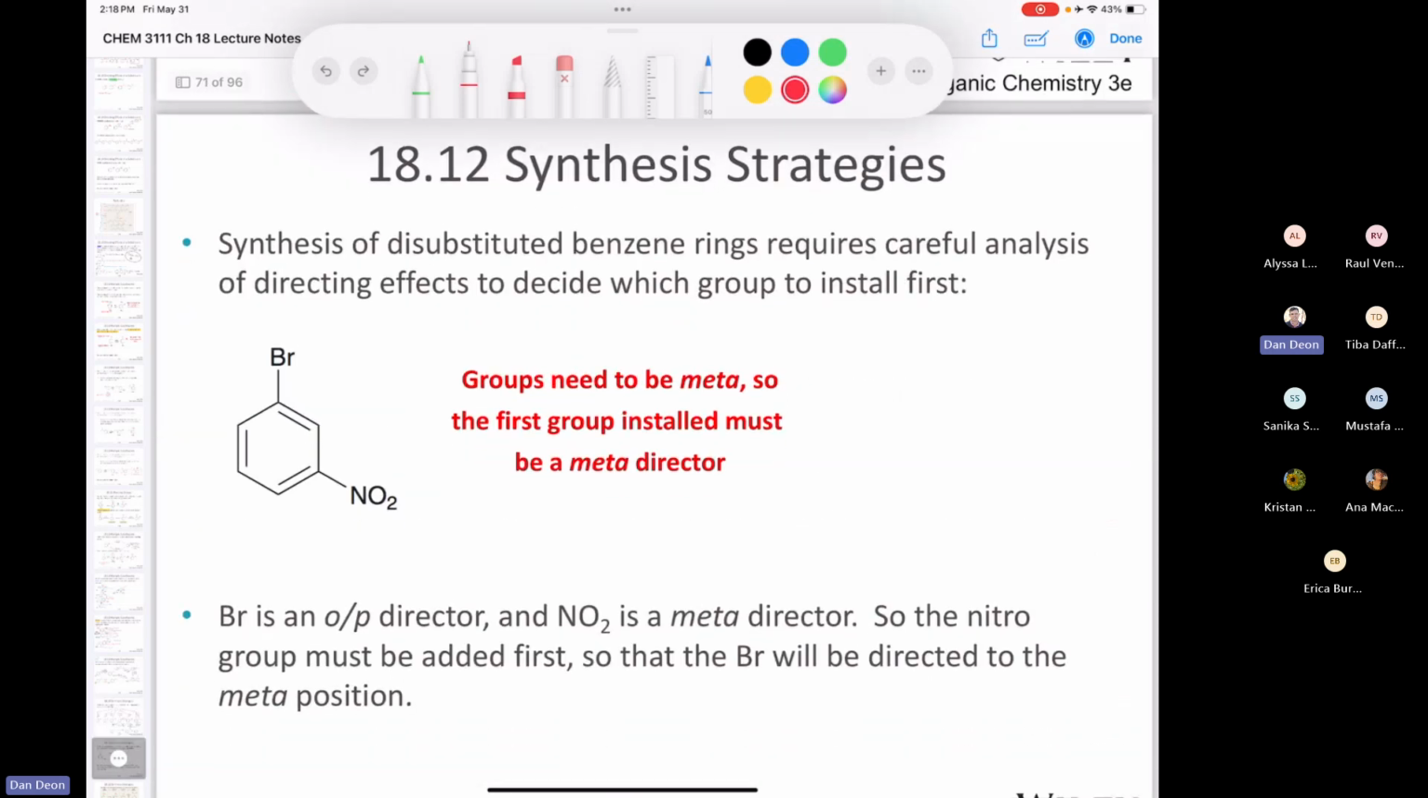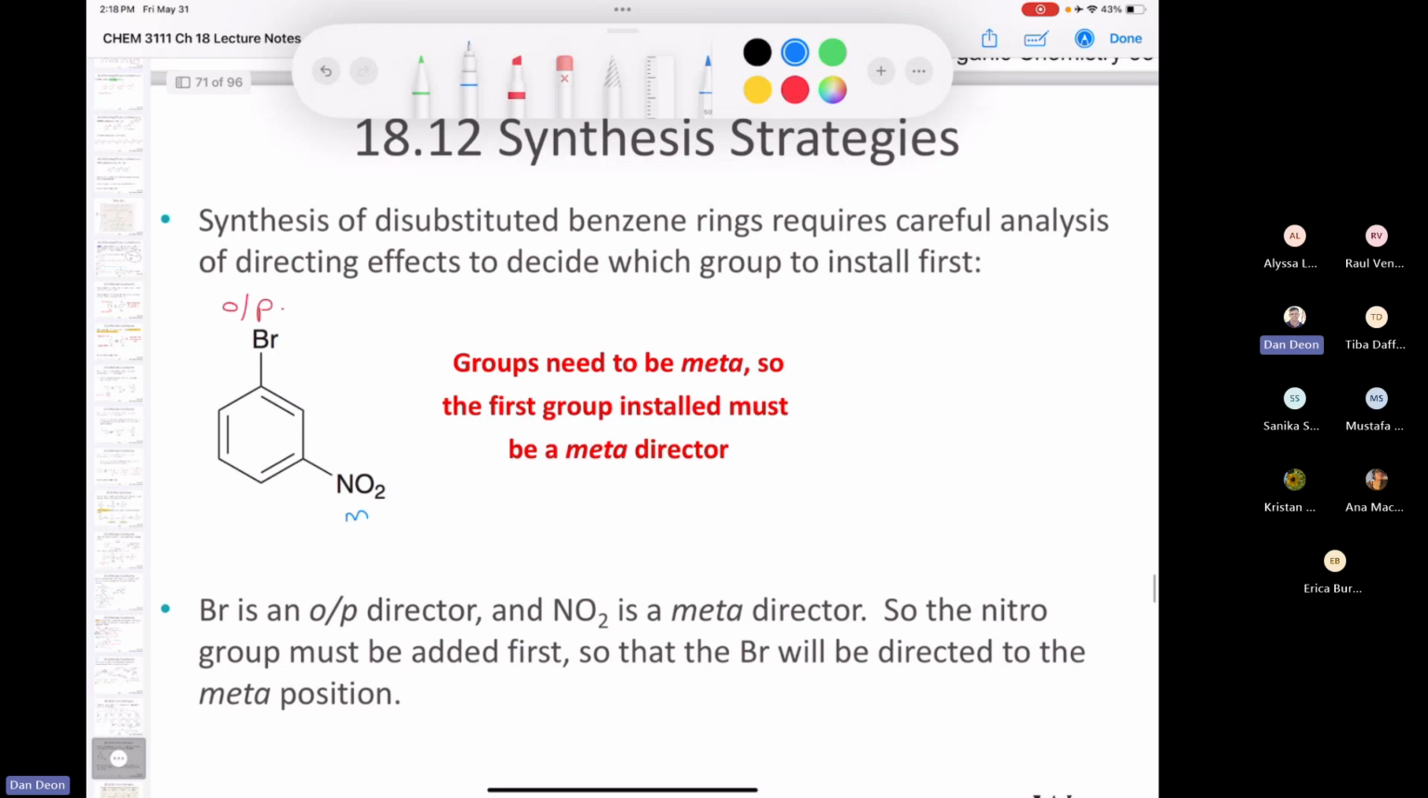Let's say that on a quiz, I said, what's the best strategy to make this molecule? Which group should I put on first? Should I put the bromine in first, or should I put the nitro in first? Well, let's think about this. The bromine is an ortho para director, and the nitro is a meta director. Could anybody answer? I guess the answer is on here.